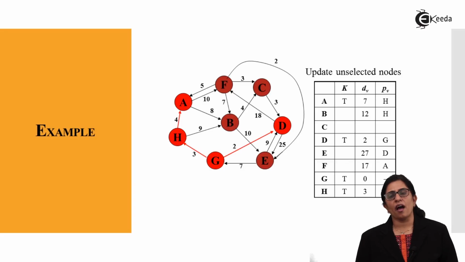Now we again have 3 values, that is B with the weight of 12, E with the weight of 27 and F with the weight of 17.